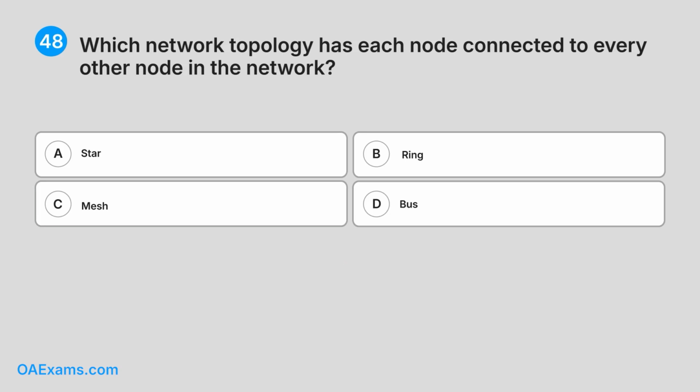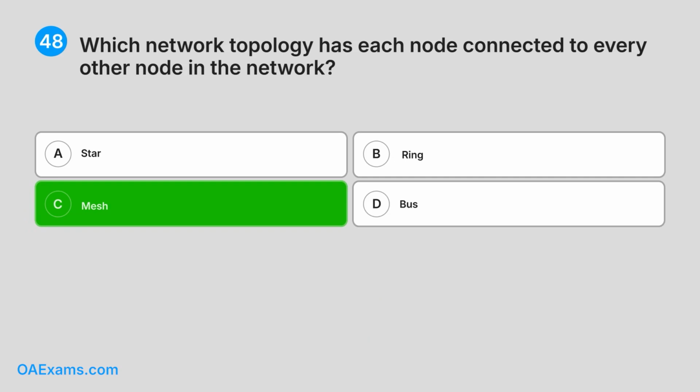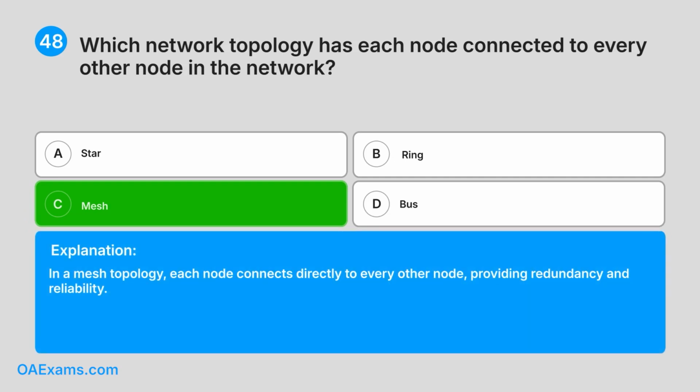Correct answer: C. Mesh. Explanation: In a mesh topology, each node connects directly to every other node, providing redundancy and reliability.